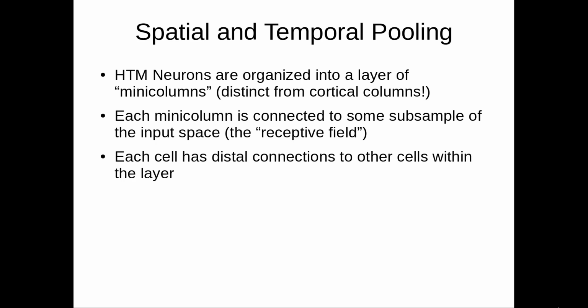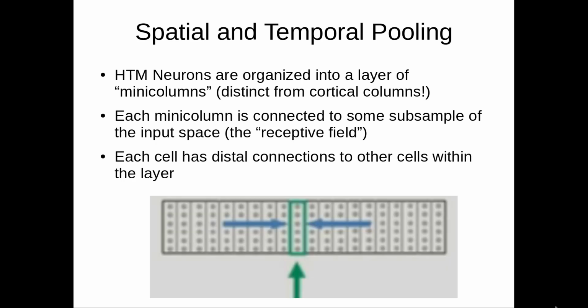So this is roughly how this looks. Each dot represents a cell. You see these columns of cells stacked next to each other. You have some input arriving into one of these columns. All these cells are getting this input. And you'll see these blue arrows indicating these distal connections coming from within the same layer.